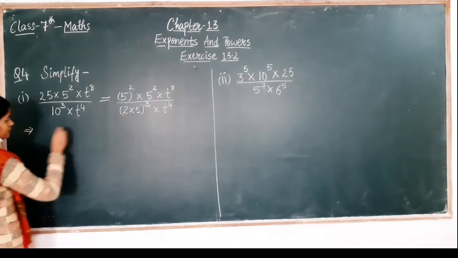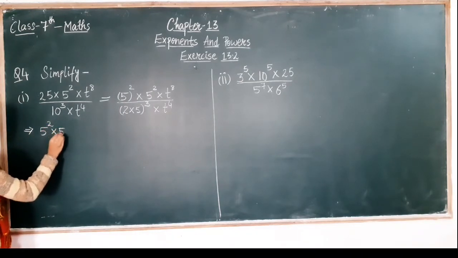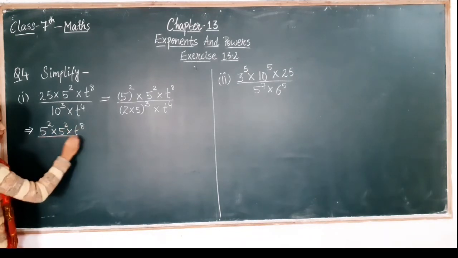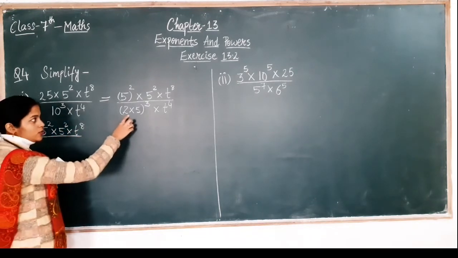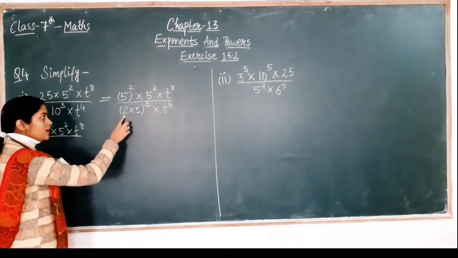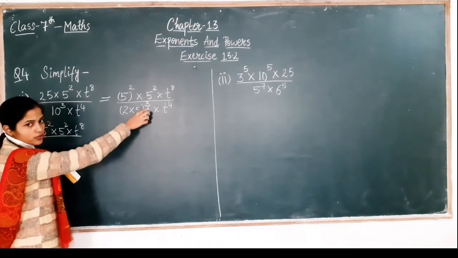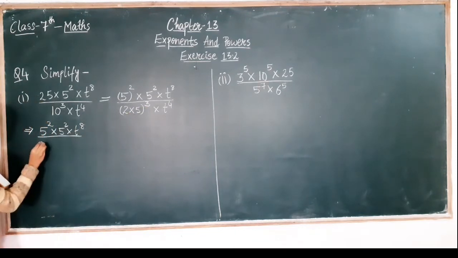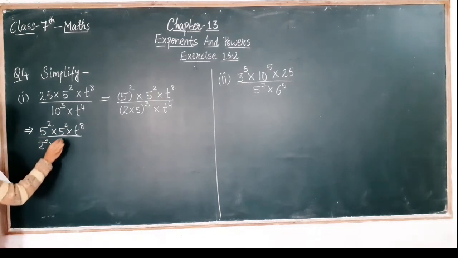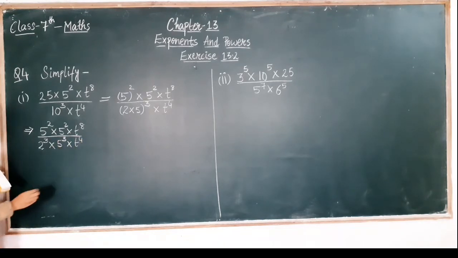What we can do? First we have to write 5 square multiplied by 5 square into t raised to the power 8. Now this 2 into 5 whole cube. So 2 also has a power of 3 and 5 also has a power of 3. So we can write it as 2 raised to the power 3 and 5 raised to the power 3 multiplied by t raised to the power 4.